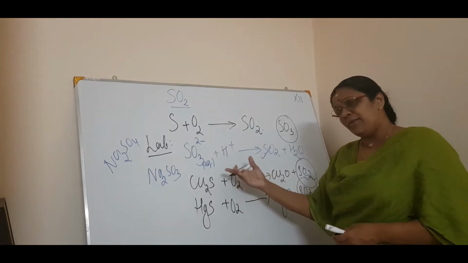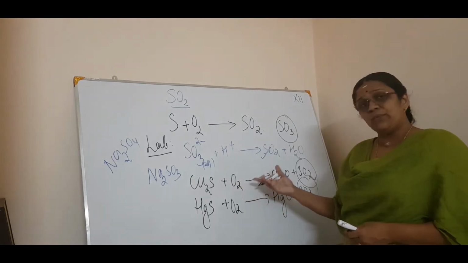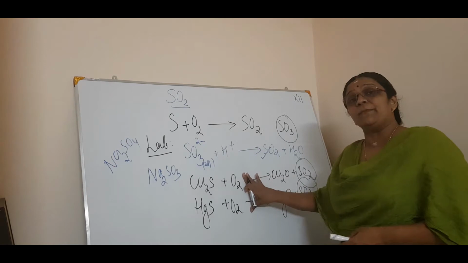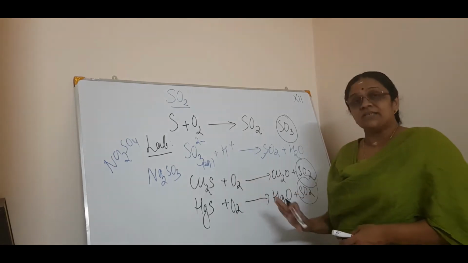Again, you can have many more. Sulfide ore on roasting will give you sulfur dioxide and the corresponding oxide. So this is the industrial preparation of sulfur dioxide.